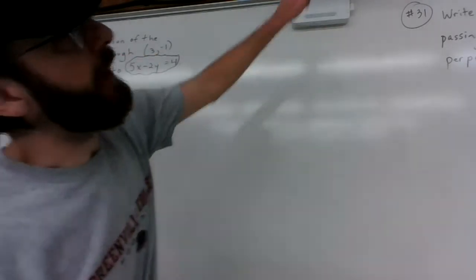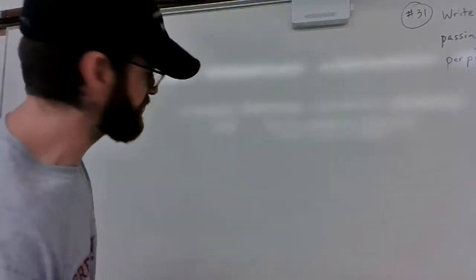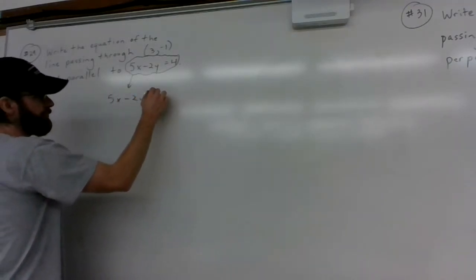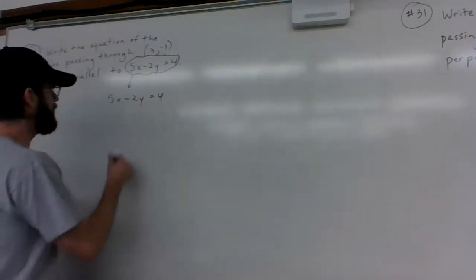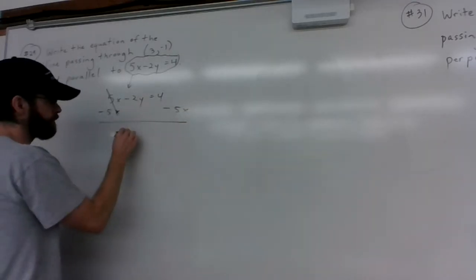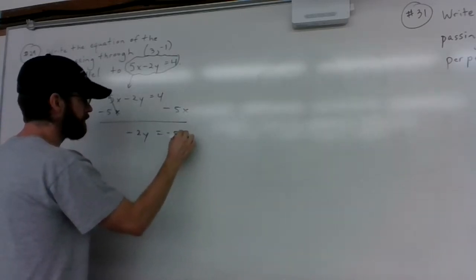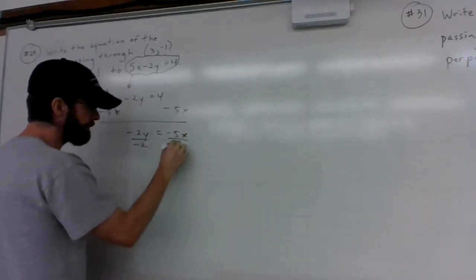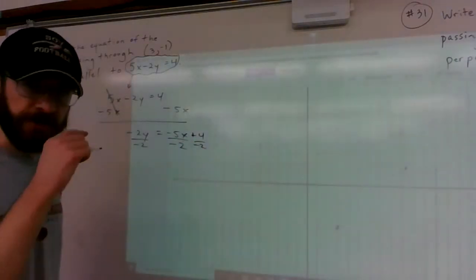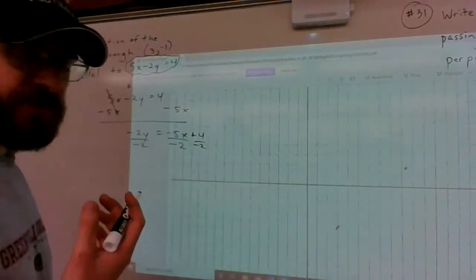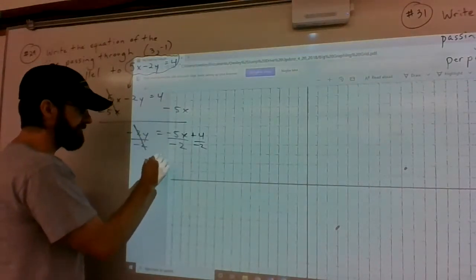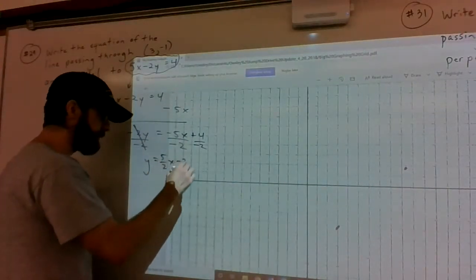All right, and I'm going to get the grid back up. While it's warming up, I'll solve this. So you've got 5x minus 2y is equal to 4. I'm going to subtract the 5x and divide by -2 on both sides. The reason I'm going to do that is because if y is by itself, as it is right here, y equals positive 5/2 x minus 2, all right?